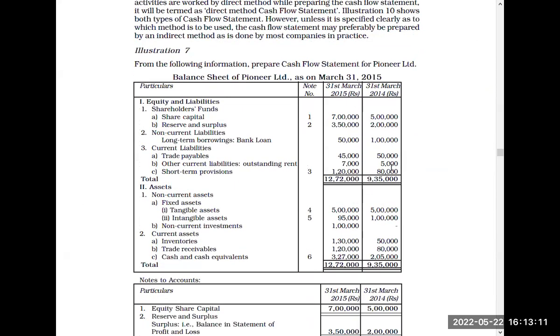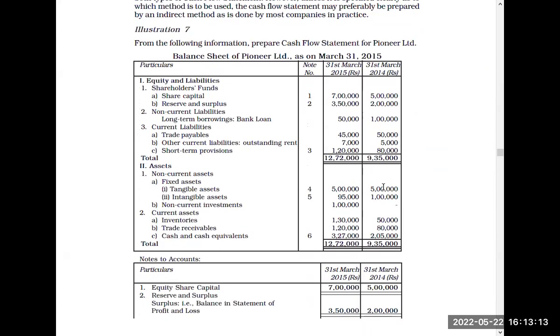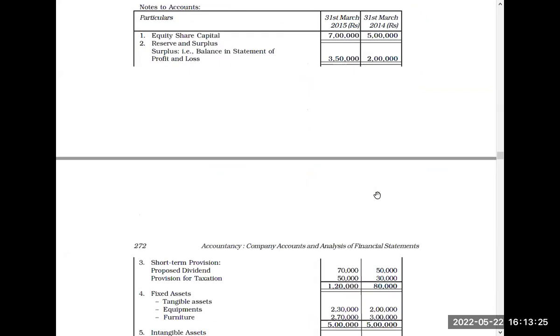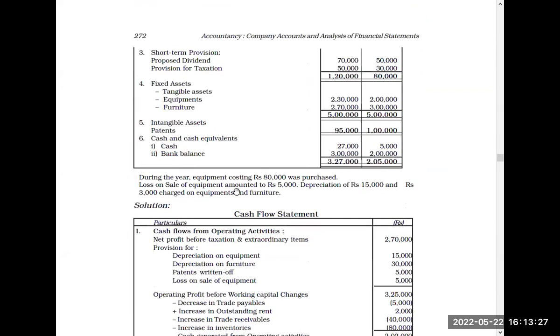Look at this illustration number 7. Balance sheet is given for 2 years. Can you see? Yeah, 15 and 14, previous year and current year. Balance sheet is there for 2 years, and the notes to accounts also there for 2 years. During the year, equipment costing rupees 80,000 was purchased. Loss on sale of equipment amounted to 5,000. Depreciation is 15,000 and rupees 3,000 charged on equipment.